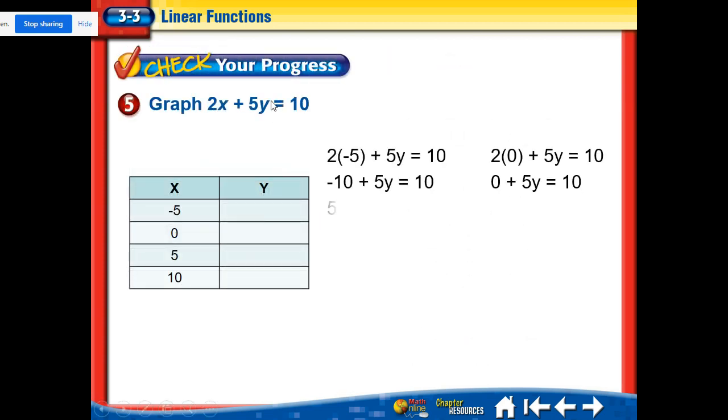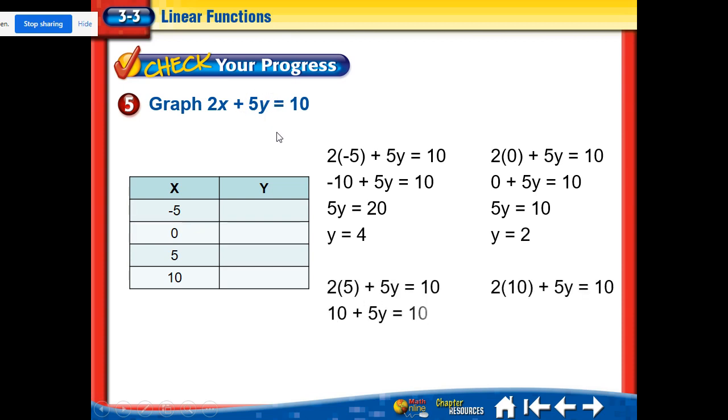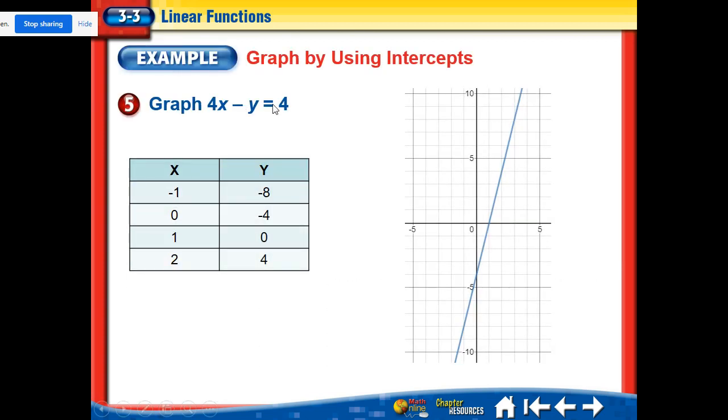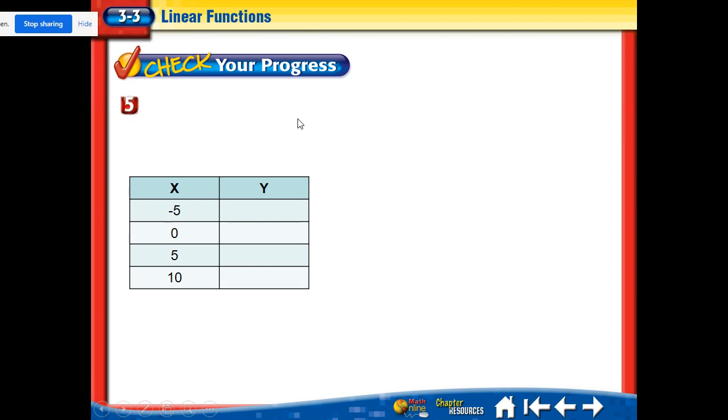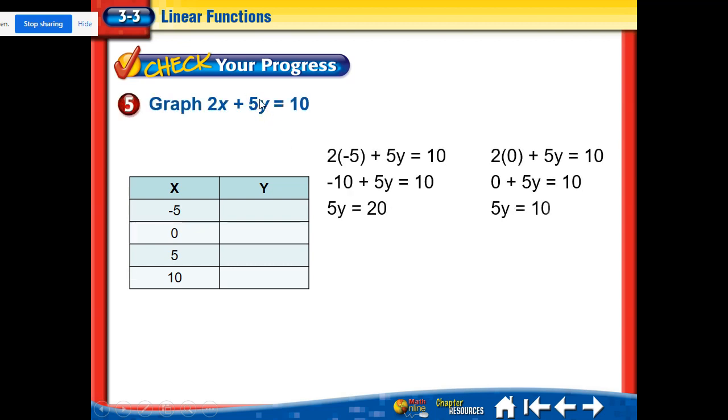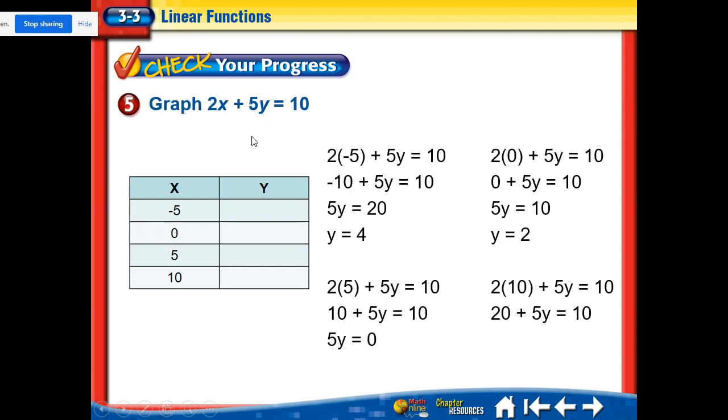All right, this one here, notice the 5Y here. This last one that we had just had a -Y, so it didn't matter. When I have a 5Y, when I have something in front of Y like this, you want to go ahead and pick your X's as multiples of 5. So I did -5, 0, 5, and 10. It's going to make your problems a lot easier. Otherwise, you're going to get all kinds of fractions, and nobody wants those. All right. So if your Y has a number in front of it, choose a multiple of those numbers in order to make the problem a little bit easier.